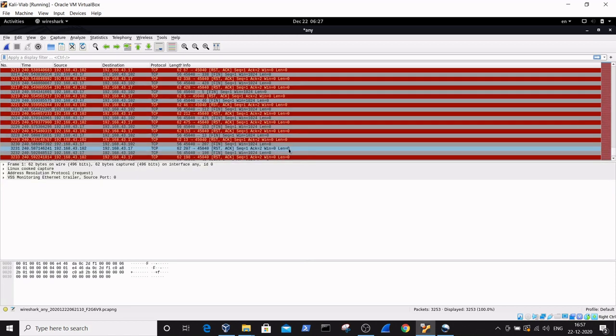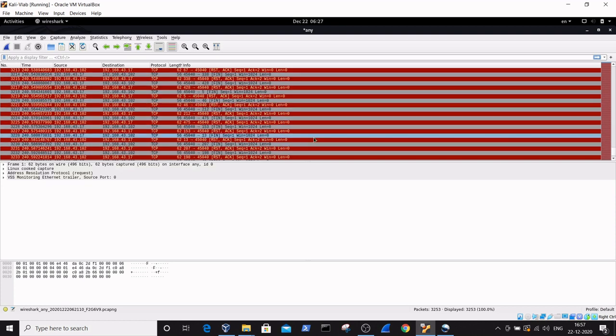So here is the basic command to give a FIN scan using the nmap tool, and by giving the nmap command, here are the packets that are captured by the network analyzer tool.